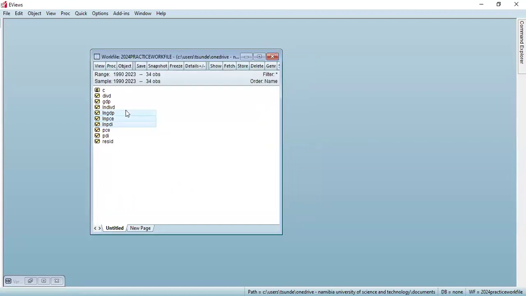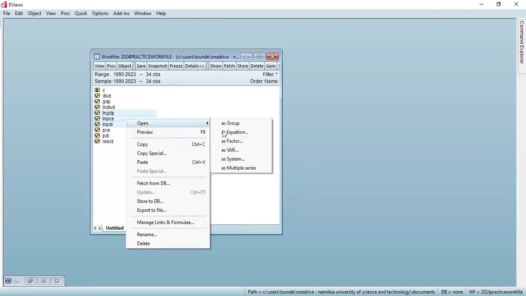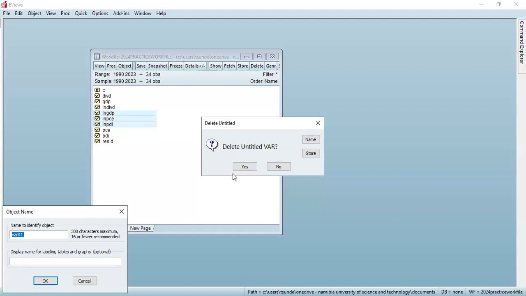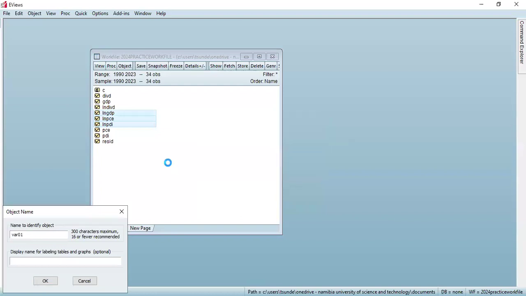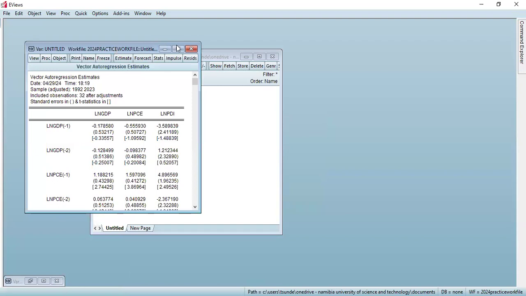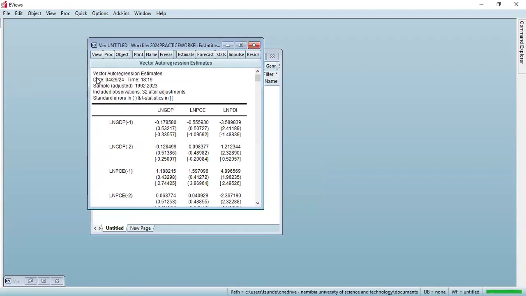So the next thing that I want us to do is to go back to the equation. What's happening? Okay, we are back to our VAR. So we've tested the lag length. Now, instead of using the lag length that has been suggested by eViews, we are going to just maintain this lag length of 2.